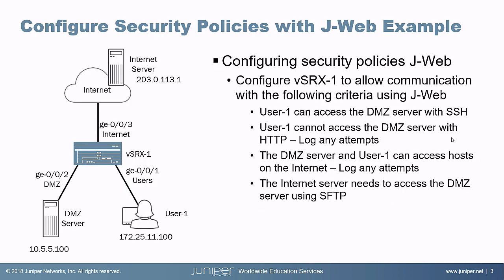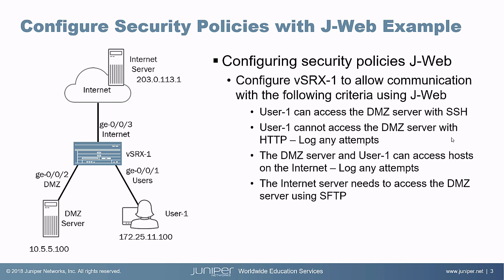All right, here is our example. In this example, there are a few things I want to point out with the topology. First, we have the vSRX device, and that's where we are going to be configuring these security policies. We have a DMZ server, which is in the DMZ zone, which connects to the vSRX device on the ge-0/0/2 interface. Then we have user one, that is a part of the user's zone, which connects into the vSRX on ge-0/0/1. And then we have an internet connection, which uses interface ge-0/0/3 on the vSRX.